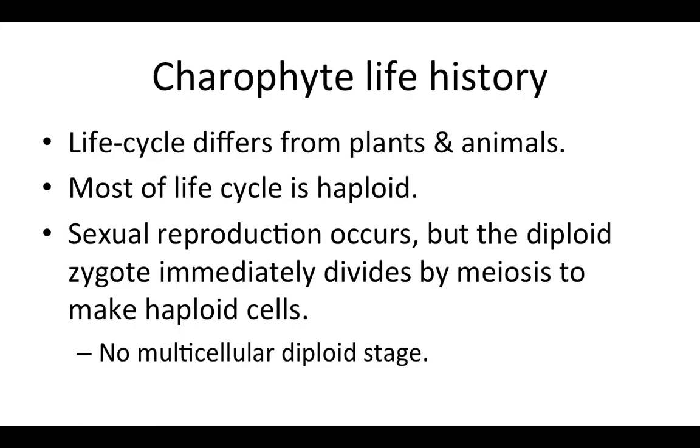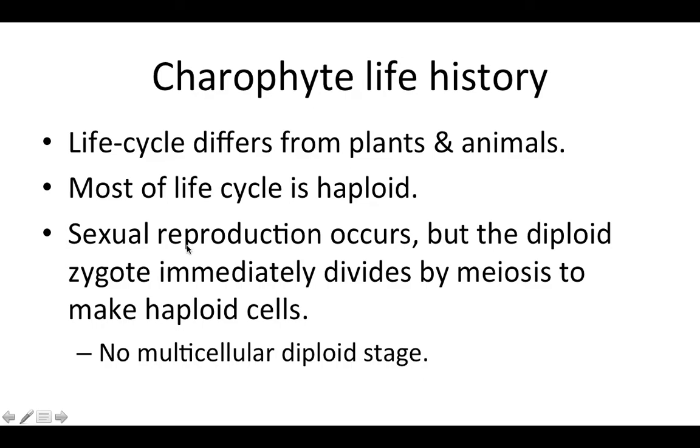The life history of charophytes differs from both plants and animals. We've talked about an animal life cycle and we've talked about a plant life cycle in an earlier lecture. The charophyte life cycle differs in that nearly its entire life cycle is haploid. We've said that animals spend nearly their entire life cycle as diploids, and we've said that plants alternate back and forth between haploid and diploid. Charophytes, unlike either, are haploid almost the whole time.